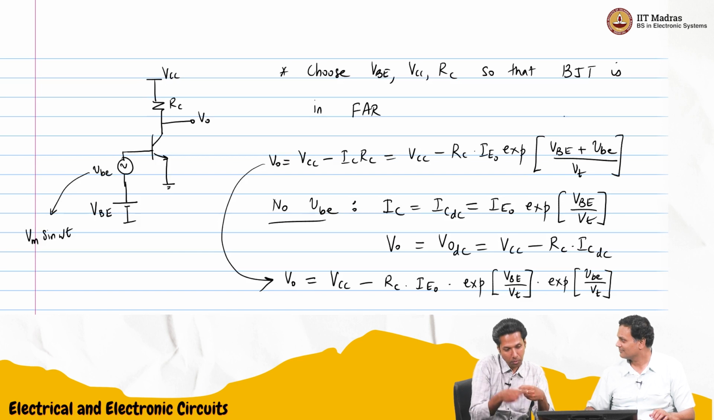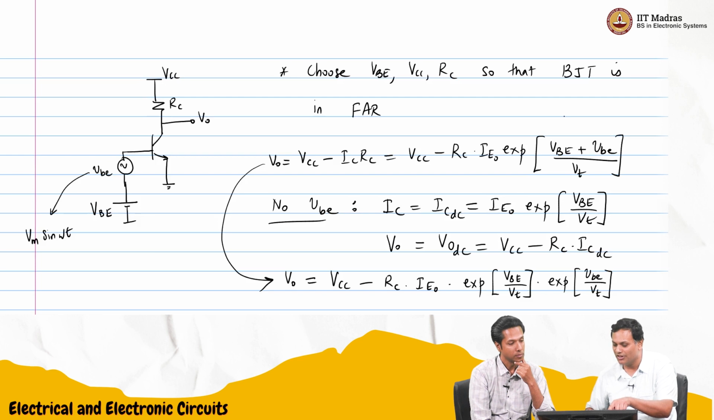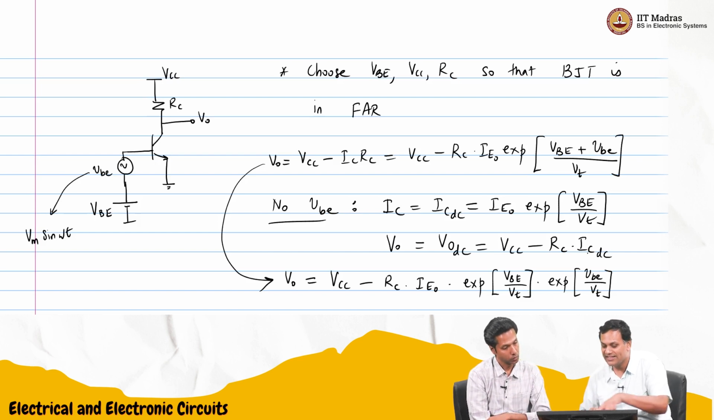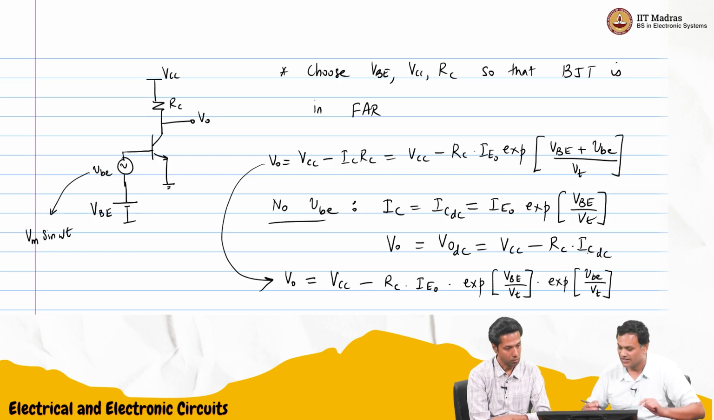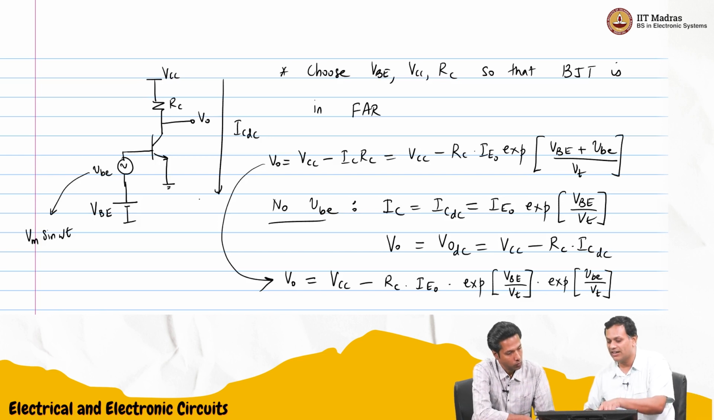So it has taken some power from VCC to do this activity. That is correct. So in fact that power will just be VCC minus RC times IC-DC, will be the current, right? So that IC-DC is flowing from VCC to ground. So that is the DC current. Now that current times that voltage is the power drawn from the battery.